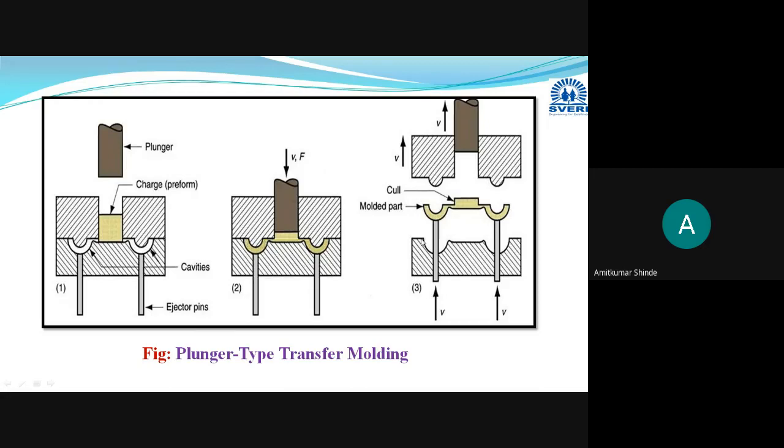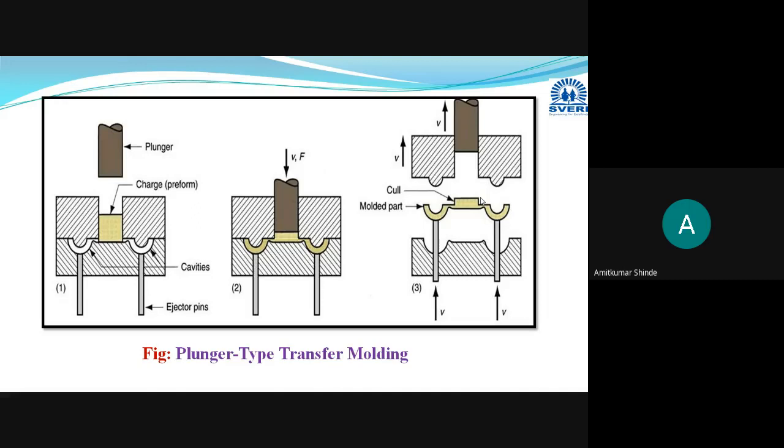And after that, this mold is opened, and with the help of the ejector pins or knockout pins, the molded part is removed. Okay, a small amount of cull is also formed here, and this is removed by performing some other machining operations, and the final molded part is obtained. In this plunger type transfer molding process, the sprue is eliminated. Sprue is eliminated here, and a gate and runner system is used.